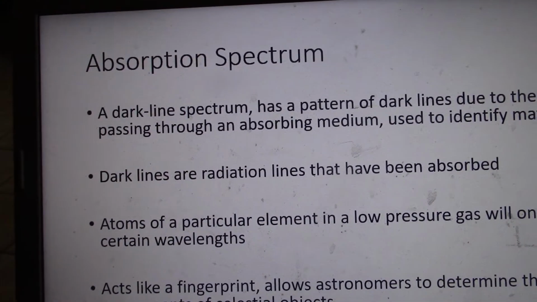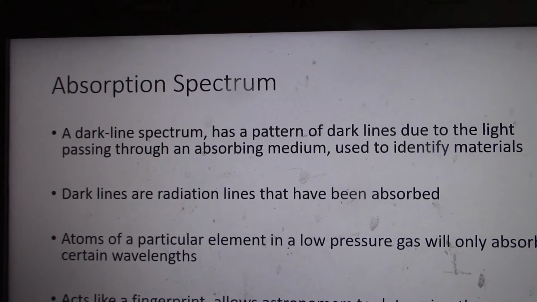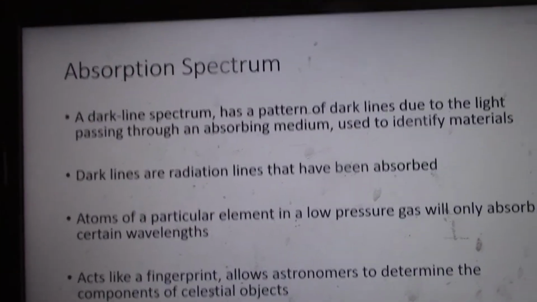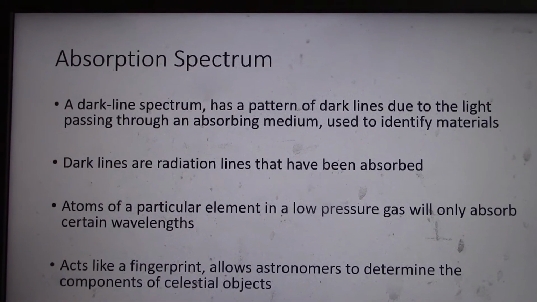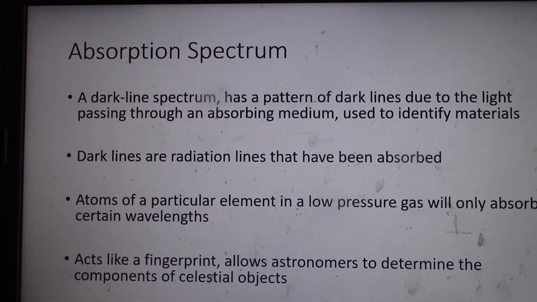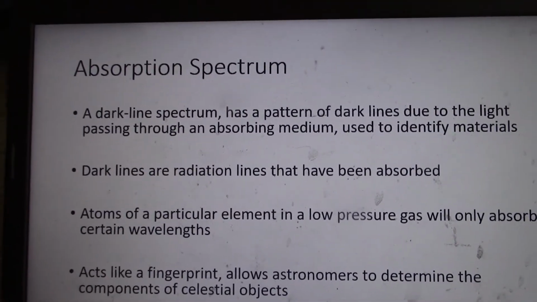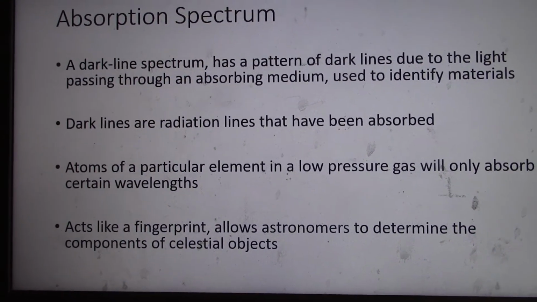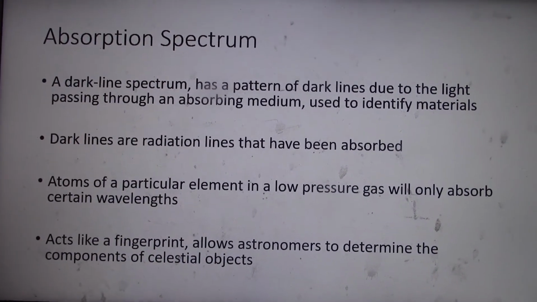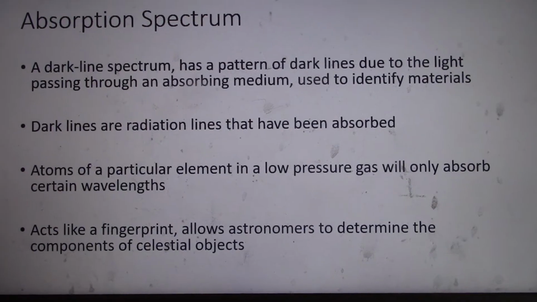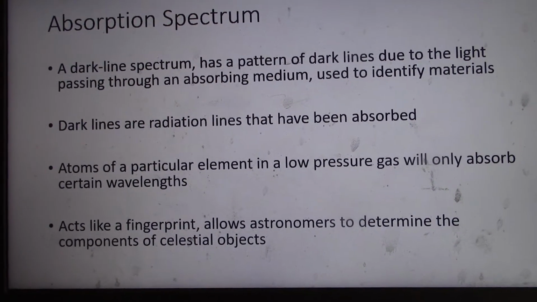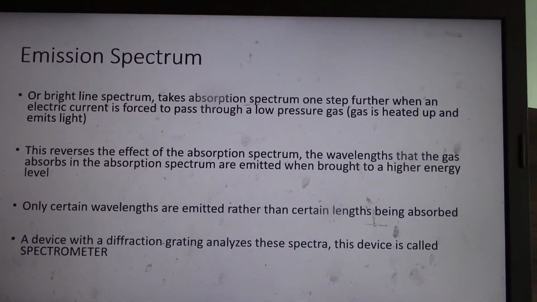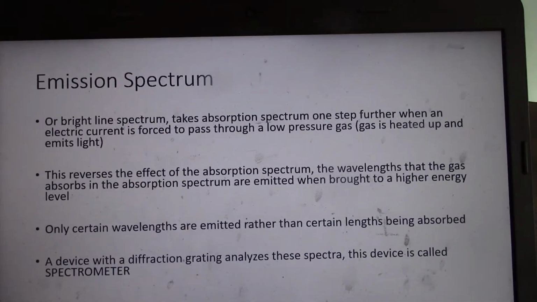So when we look at absorption spectrums, it's a dark line spectrum. So you'll have a continuous spectrum of light when you observe this. And then what happens is that in that continuous spectrum, there'll be dark lines that show up, and that shows what wavelengths of light have been absorbed. So atoms of a particular element in a low pressure gas will only absorb certain wavelengths, and this allows astronomers to determine the components of celestial objects. So we can look at absorption spectrums and we can look at emission spectrums.